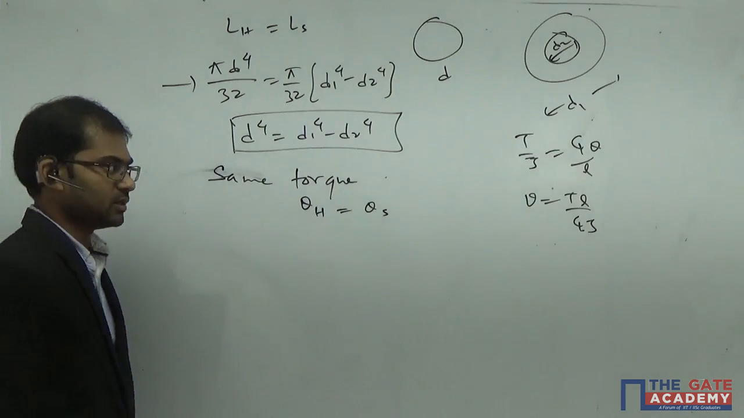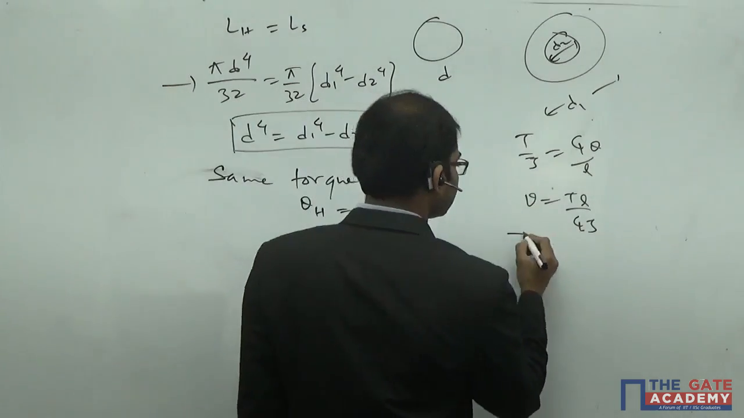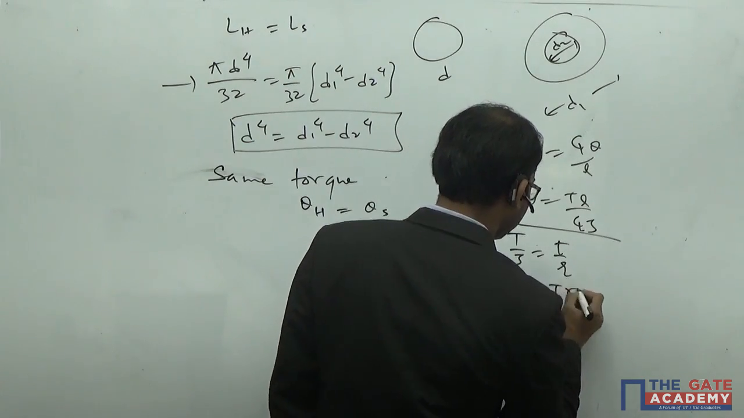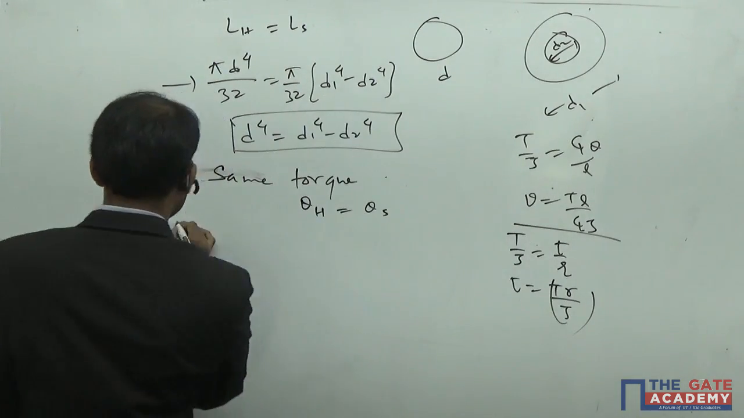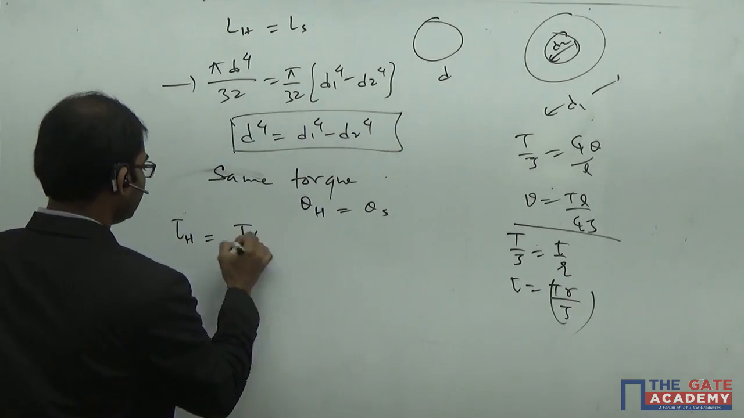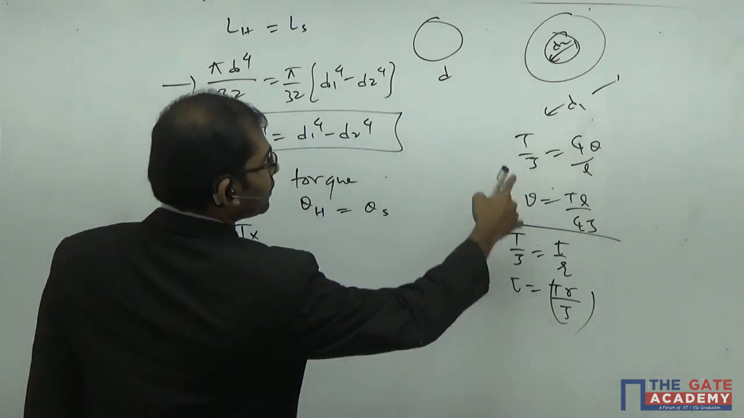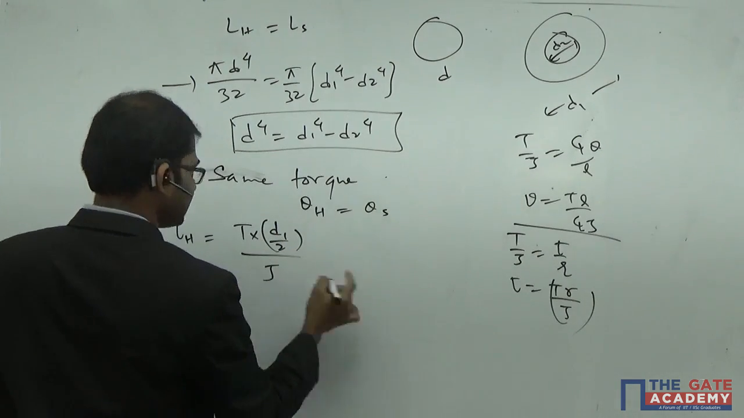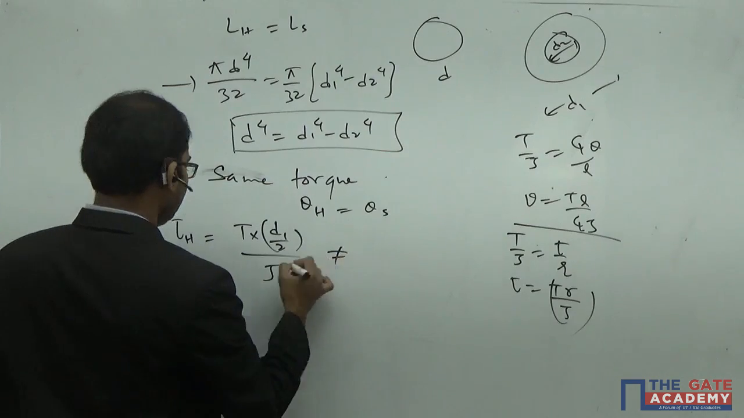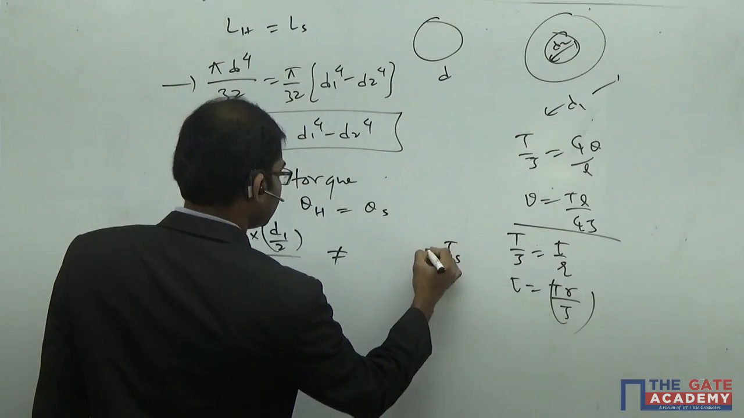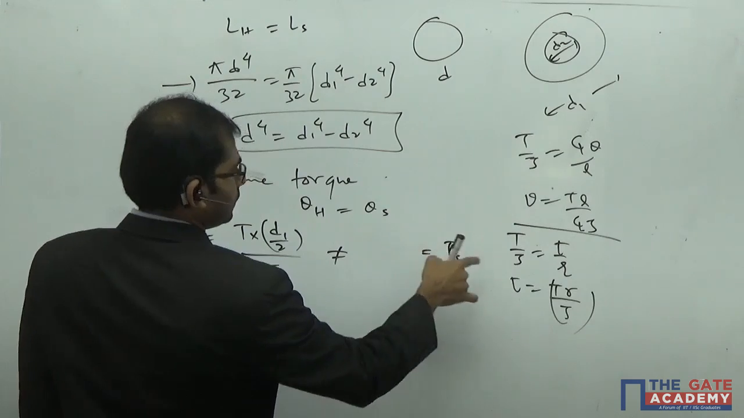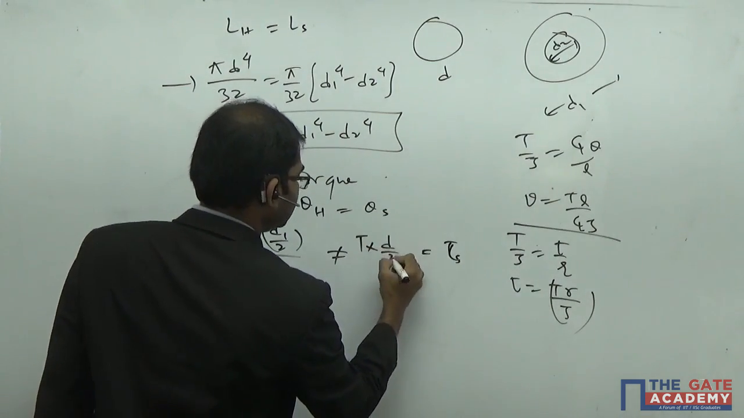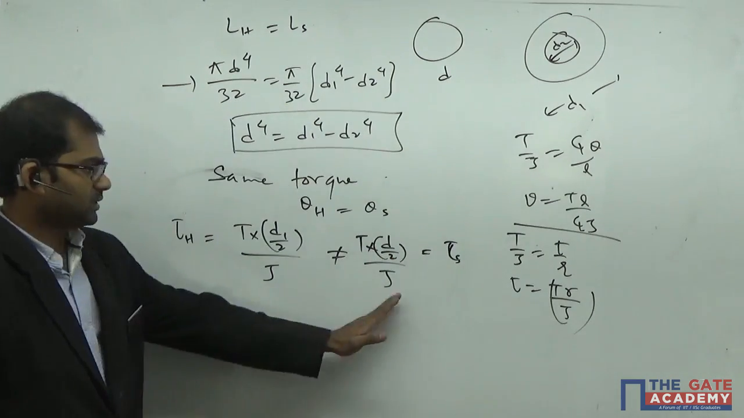Now regarding the shear stress, we're going to use the formula T by J is equal to tau by R, so tau is equal to TR by J. Tau hollow is equal to torque into the hollow shaft's maximum radius, D1 by 2, divided by J. J is the same in both cases, and we're going to compare them. Tau solid is equal to TR by J, so torque into radius, D by 2, divided by J. This is the relation here.